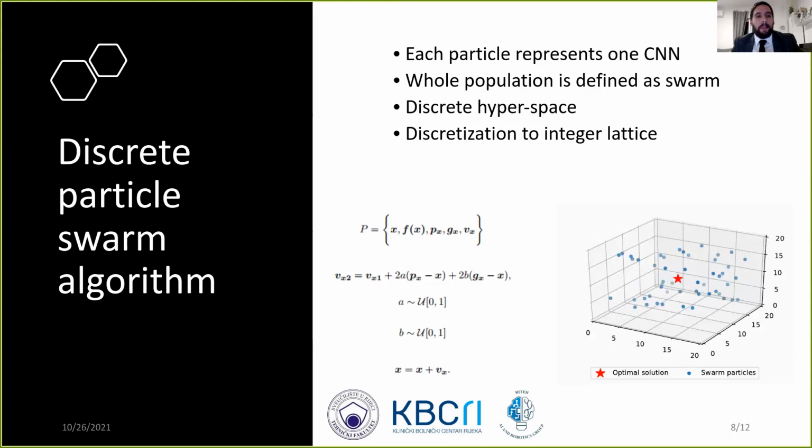So the only difference between particle swarm optimization and the discrete particle swarm algorithm is that after the particle values, or hyperparameter vector of the particle, are defined, each element of the vector must be discretized back to the element of an integer lattice that in fact represents one hyperparameter value.